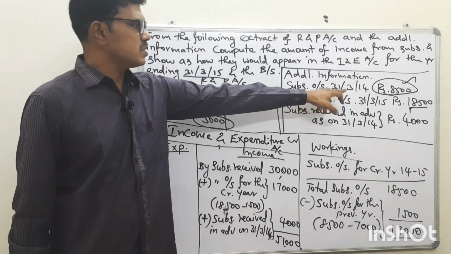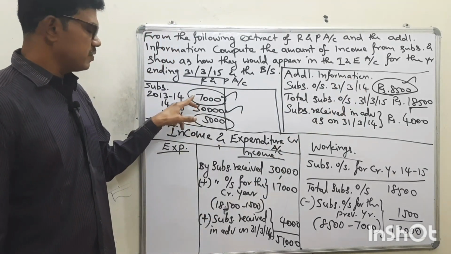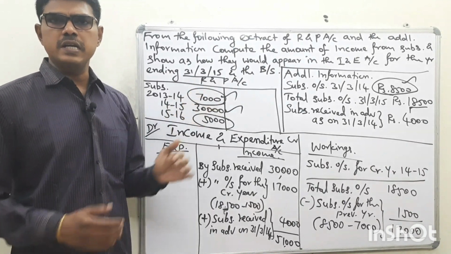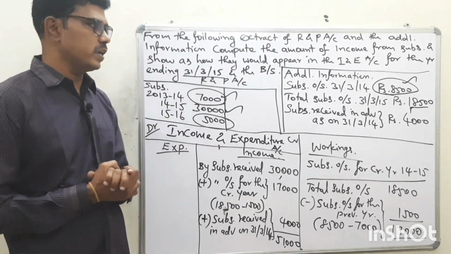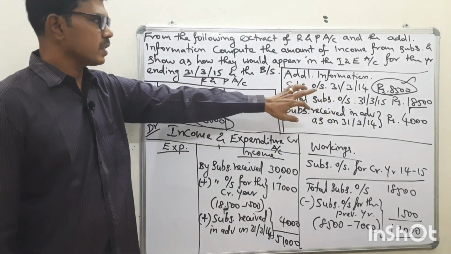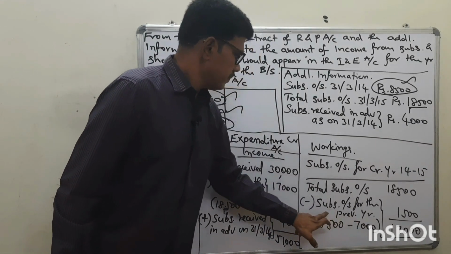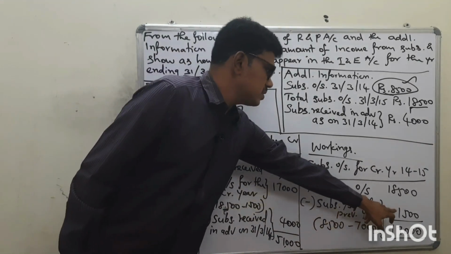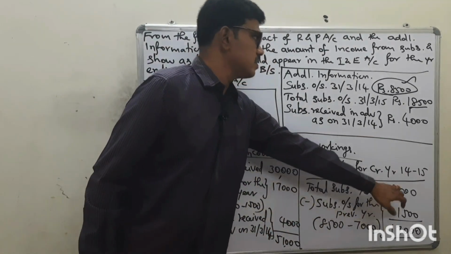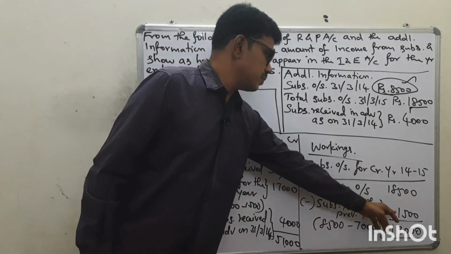Subscription outstanding on 31st March 2014. Previous year outstanding is 8,500, out of which we have received 7,000 rupees during the current year. So simply we can understand, still we have to collect 1,500 rupees, and this amount is included in the current year outstanding, right? 8,500 minus 7,000. So subscription outstanding for the previous year is 1,500. This amount is included in the total subscription outstanding. So that money is subtracted.